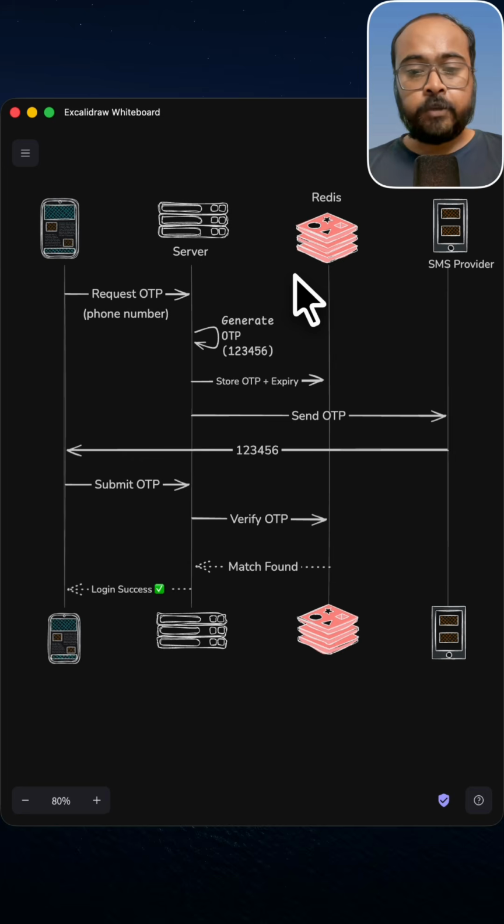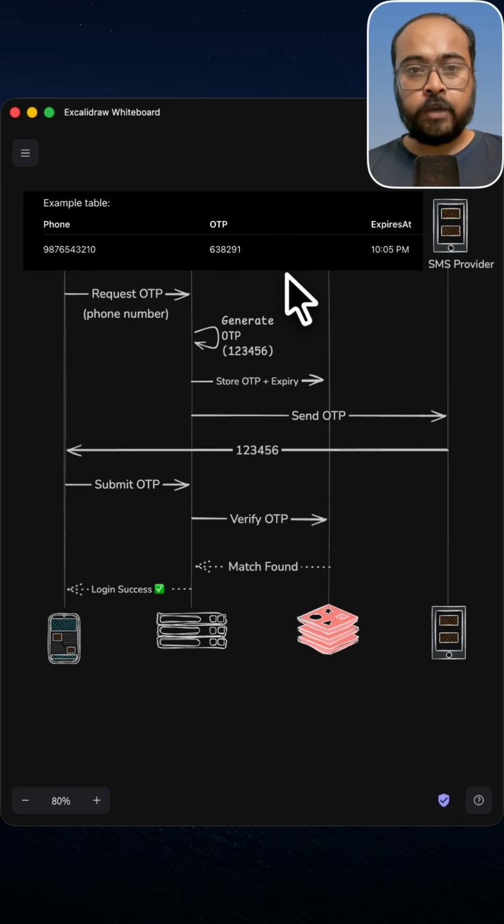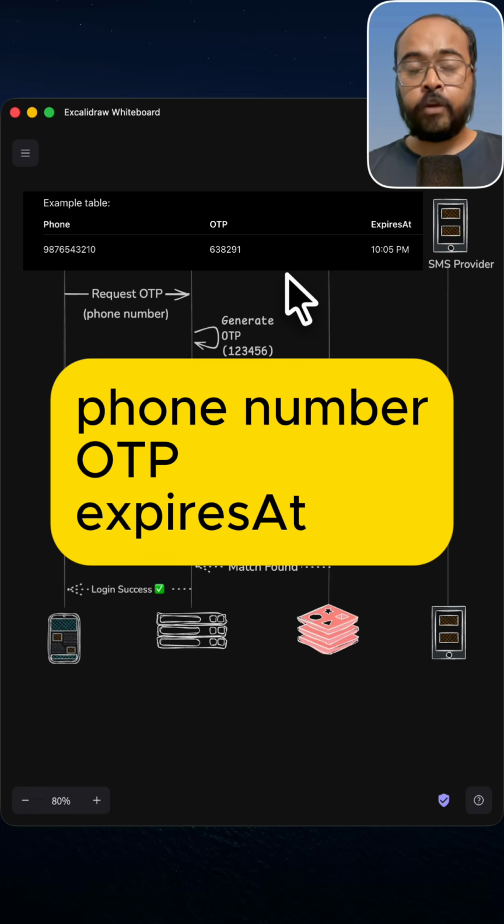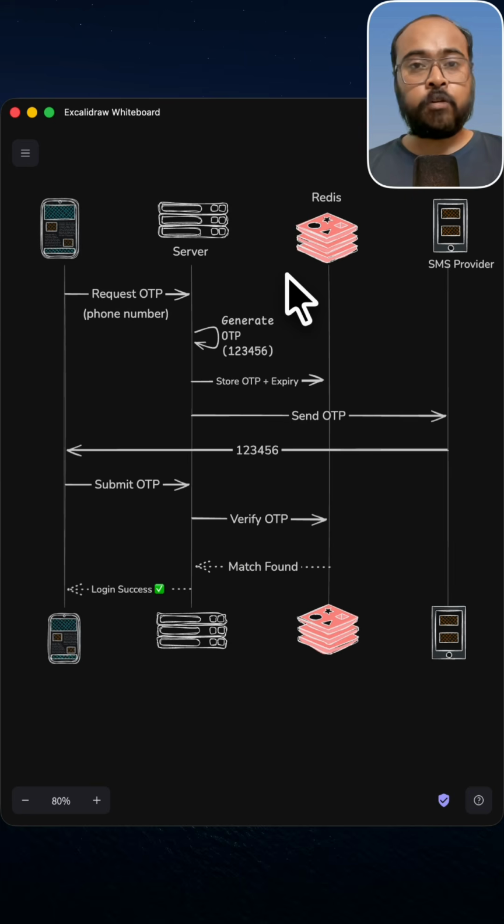Now when you are storing the OTP in the database, there are a few things you need to store. You need to store the phone number, you need to store the OTP, and also the time at which the OTP will expire, maybe 1 minute or 30 seconds. So you need to store these three pieces of information regarding the OTP.